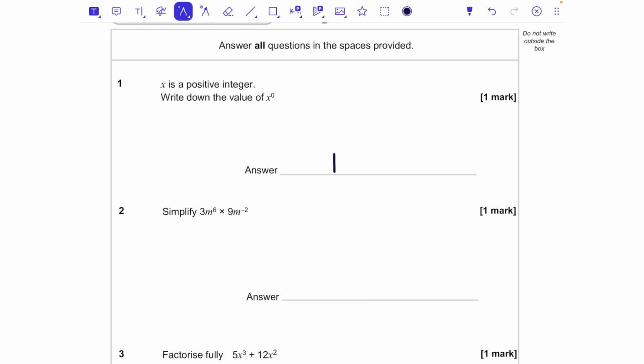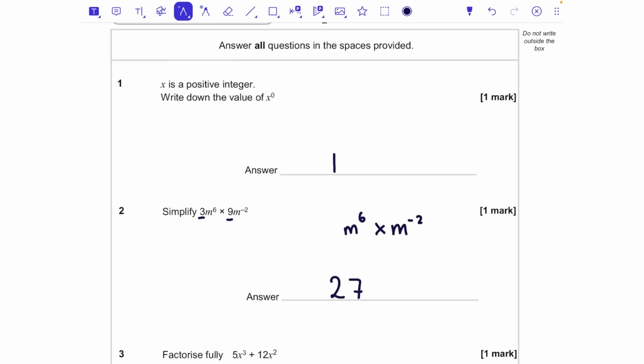For question 2, simplify 3m to the power of 6 multiplied by 9m to the power of minus 2. So 3 times 9 we can do, and that's going to give us 27. With m to the power of 6 multiplied by m to the power of minus 2, when we multiply, we add the powers. So I'm doing 6 add minus 2, and that's the same as 6 take away 2. So we've got m to the power of 4.